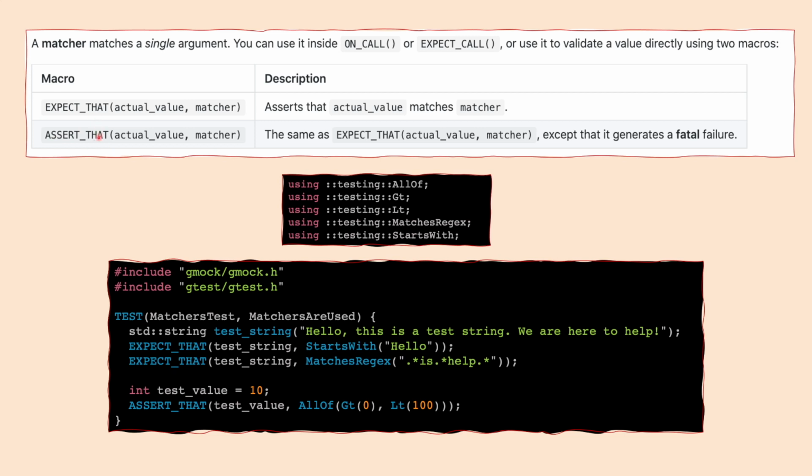They both check the same thing. However, if you use assert that, the test stops right there and doesn't continue. But if you use expect that, if the expect that fails, the test still continues and the lines afterwards will still get executed.